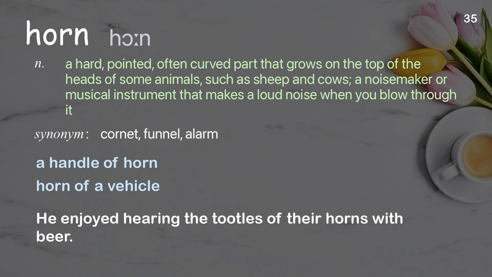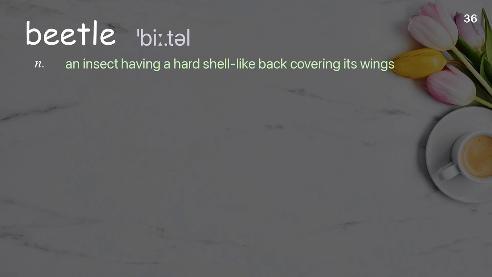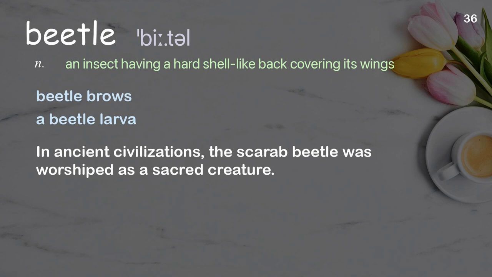Beetle. An insect having a hard shell-like back covering its wings. Examples: beetle brows. A beetle larva. In ancient civilizations, the scarab beetle was worshipped as a sacred creature.